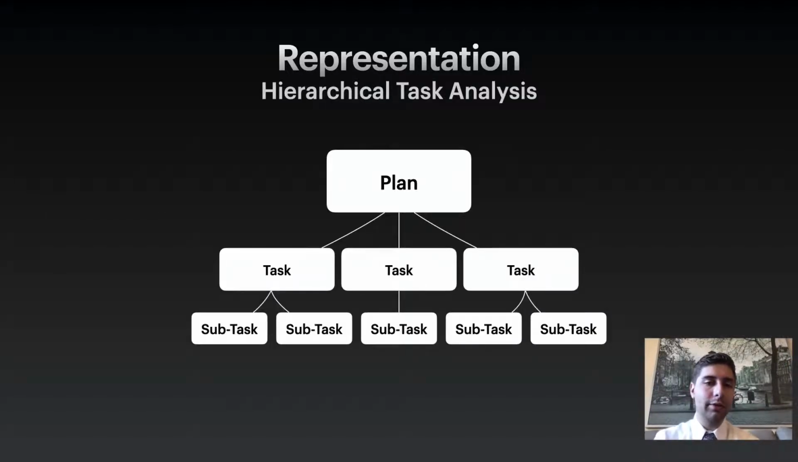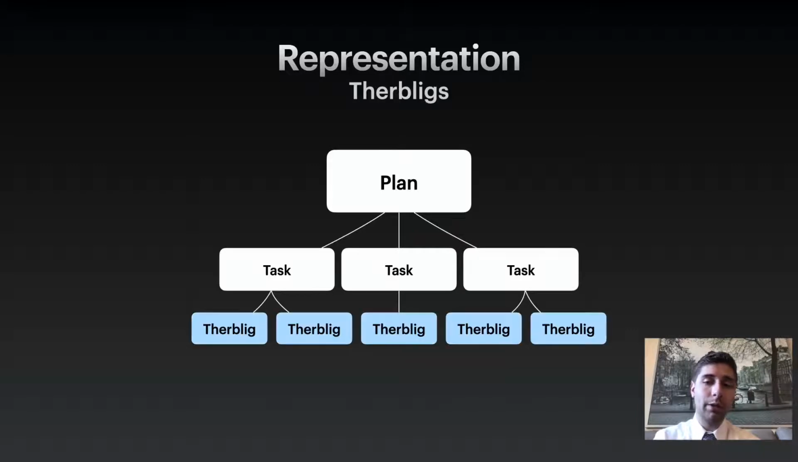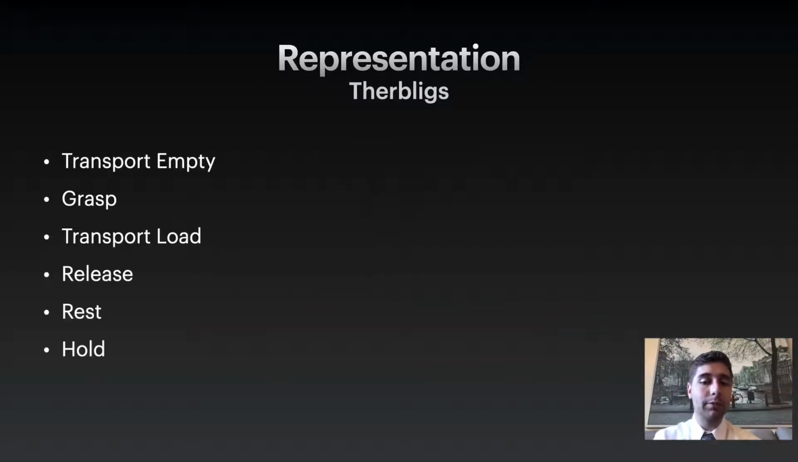Hierarchical task analysis, or HTA, is a way of representing tasks, and we utilized a simplified version with limited depth in our representation. To represent subtasks, we utilized therbligs, which specify human work in understandable ways. We selected the purely physical ones for this implementation, being transport empty, grasp, transport load, release, rest, and hold.